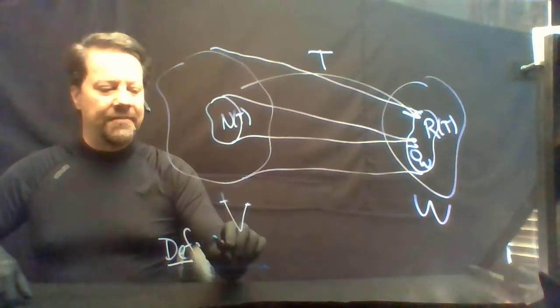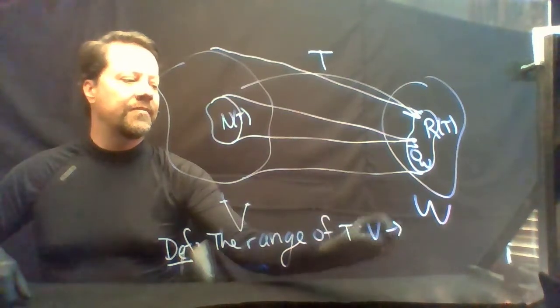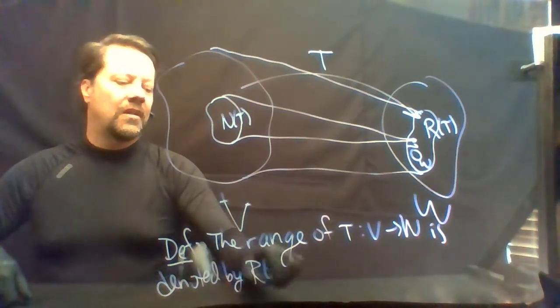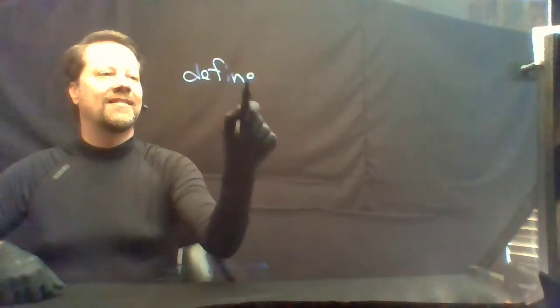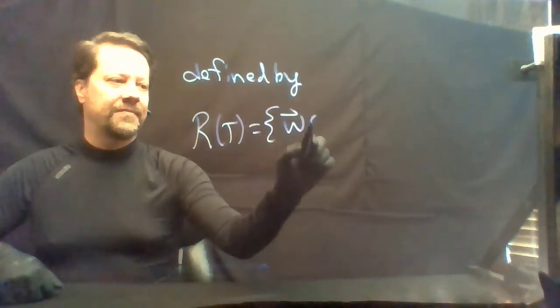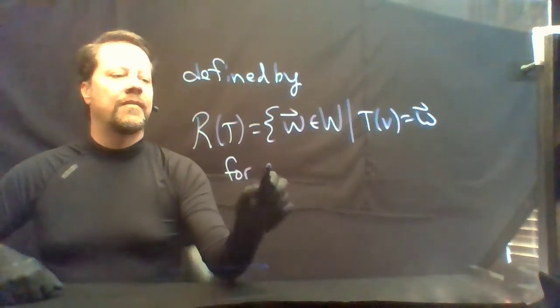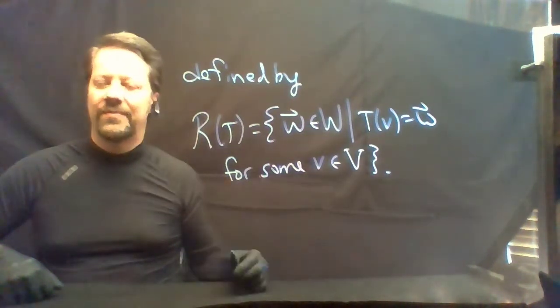So for a definition, the range of some linear transformation is denoted by R of T, or range of T, and defined by: it's everything in the codomain space W such that T of V equals W for some V in the domain space. It's everything that gets mapped onto. Now, for a fact, that's not true for nonlinear functions, but is true for linear functions.